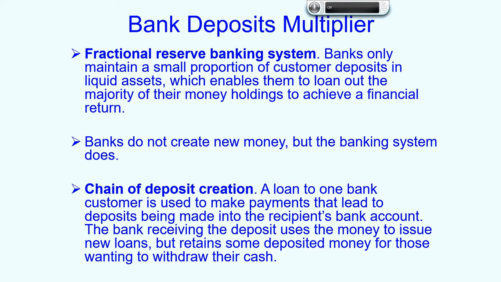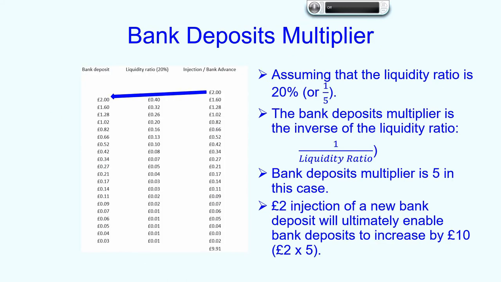So this is where the banking system creates new money, but the individual bank doesn't, because money is moving between different banks. And so the recipient's bank receives money, and then they keep a proportion of that money in liquid form for any depositors wishing to withdraw the money, and the rest is loaned out in new loans in order to make the bank profit. And this process continues as the money moves between bank accounts.